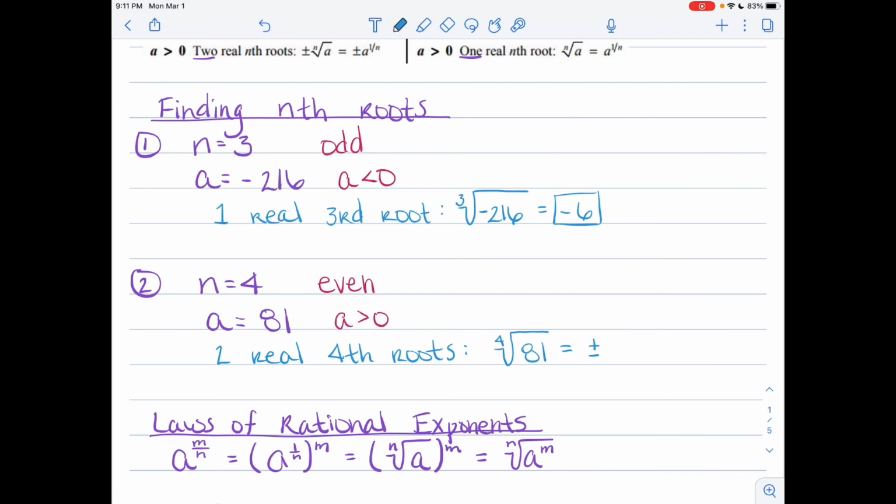Okay, here we are back in our notes, and we know that we need a positive and negative version of the number that we got when we evaluated in Desmos, and so that is a plus and a minus 3 as our final answer.